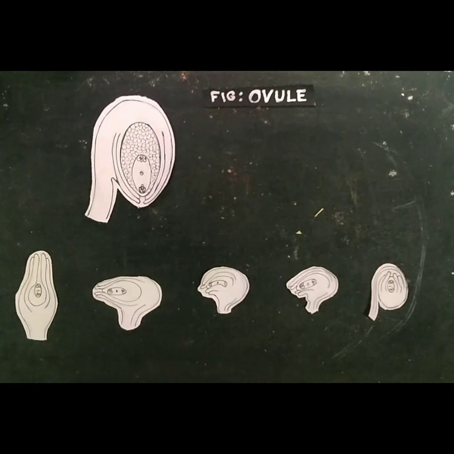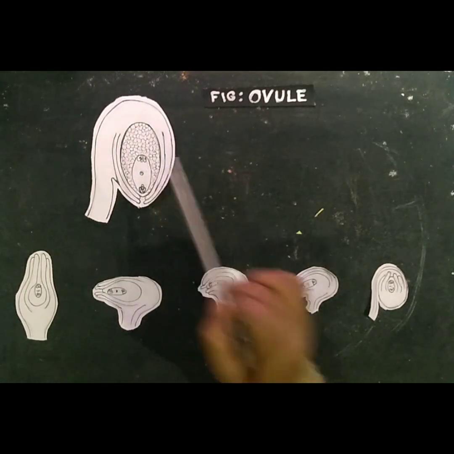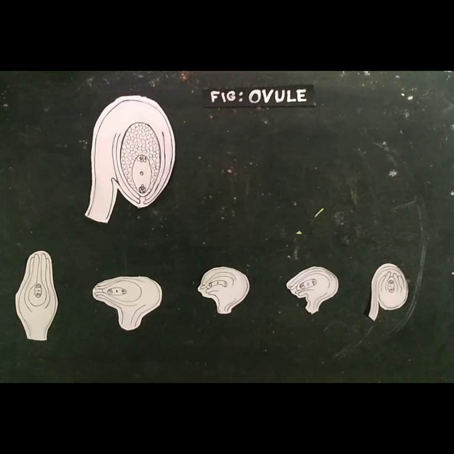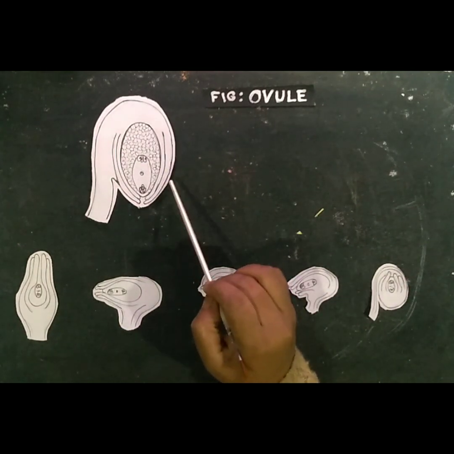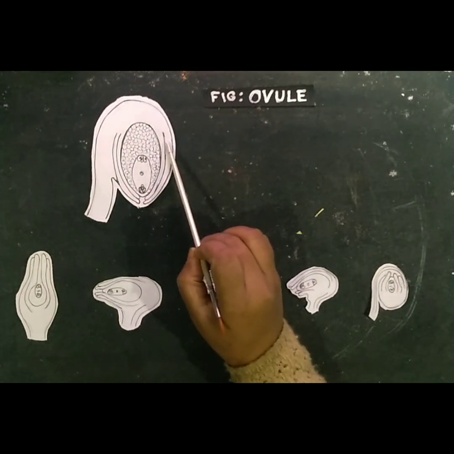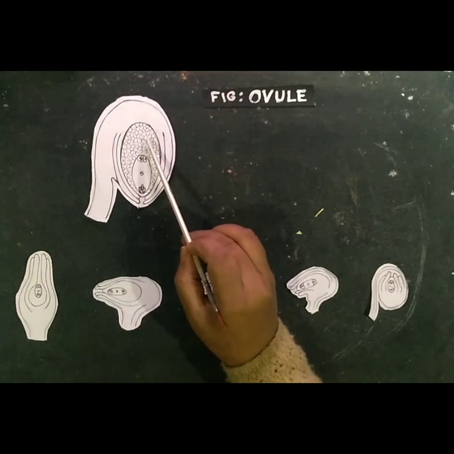The ovule of a flower is an integumented megasporangium within which meiosis and megaspore formation takes place. So inside the ovule, megaspore formation and meiosis takes place. The ovule develops into a seed after fertilization. Each ovule usually consists of a nucellus which is invested by one or two integuments. Here in this diagram, these are the two integuments which invest this structure which is called the nucellus.